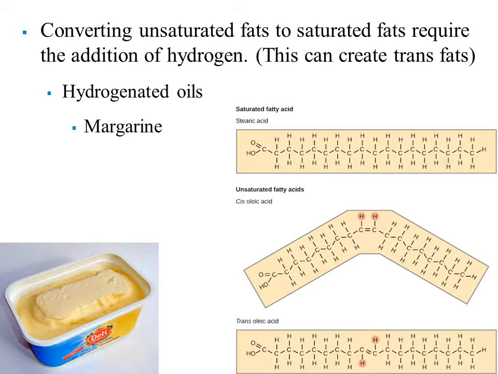Converting unsaturated fats, which come from plants, into saturated fats requires the addition of hydrogen. This sometimes creates what is called trans fats. This is that geometric isomer that we talked about earlier. So the process is called hydrogenation. So hydrogenated vegetable oils turn into things such as margarine.